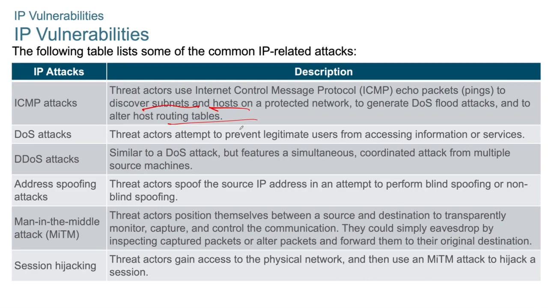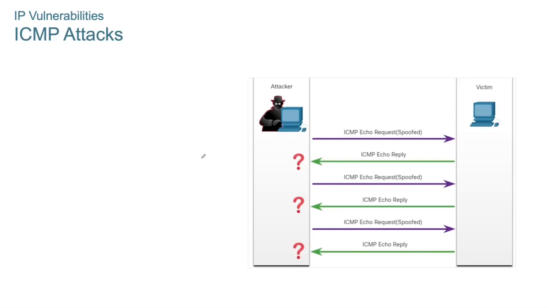Another one is the session hijacking attack. The threat actors again gain access to the physical network and then use the man in the middle attack type to hijack the session which currently exists between your source and the destination. So these are some of the vulnerabilities of IP version 4 or IP version 6. Let us see one by one how each works out for the attackers.